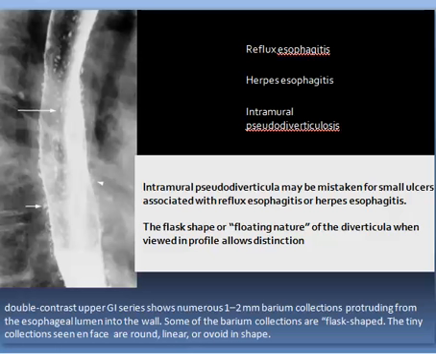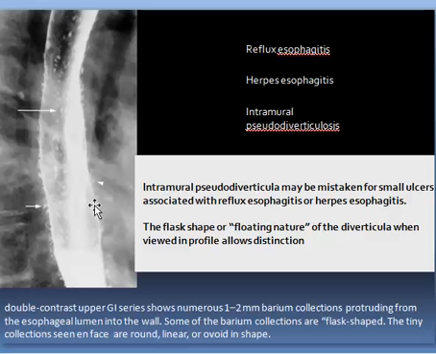The flask-shaped or floating nature of the diverticulum when viewed in profile allows distinction. You can see a diverticulum like a small body with narrow neck. Double contrast of GIT shows numerous 1 to 2 millimeter barium collections protruding from the esophagus wall into the wall. Some of the barium collections are flask-shaped. The tiny collections are seen on face or round, linear, or ovoid.